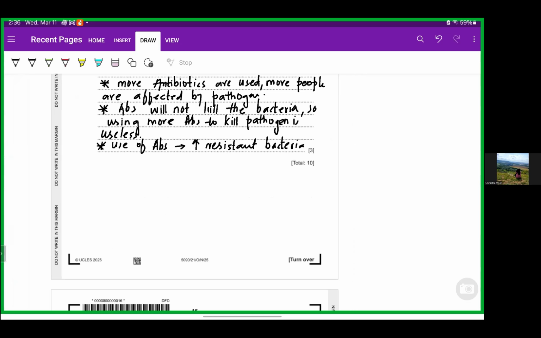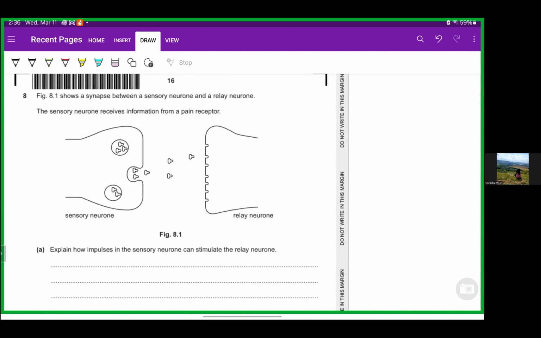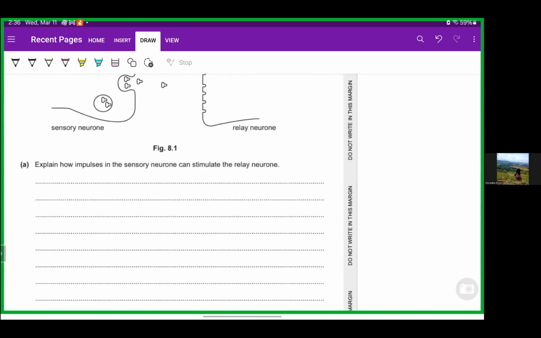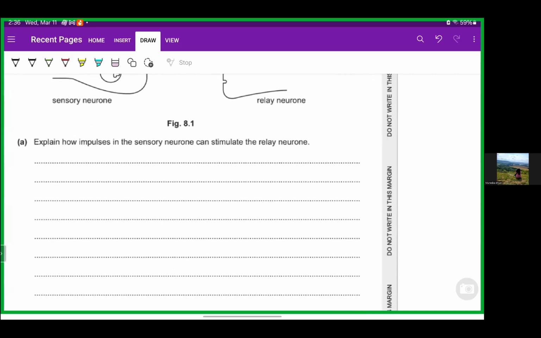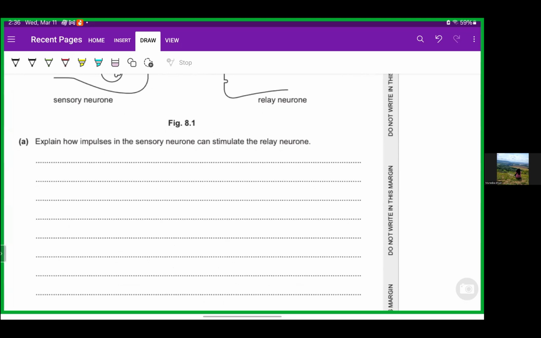Okay, now moving on to the last question. Figure 8.1 shows a synapse between a sensory neuron and a relay neuron. Explain how impulses in the sensory neuron can stimulate the relay neuron. So basically, you have to talk about the whole synaptic response.